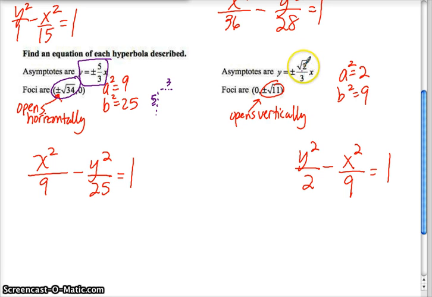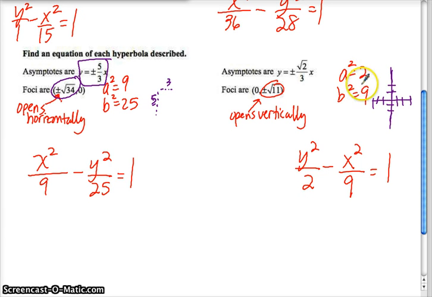Remember, your asymptotes are rise over run. Your rise has to be associated with your y coordinate. Your run has to be associated with your x coordinate. So that means when you're making your rectangle, you go up root 2 and to the right and left 3, which means one of a squared or b squared is 2 and one of them is 9. How do I know that my a squared is 2? Or sorry, my a squared is 2, my b squared is 9.